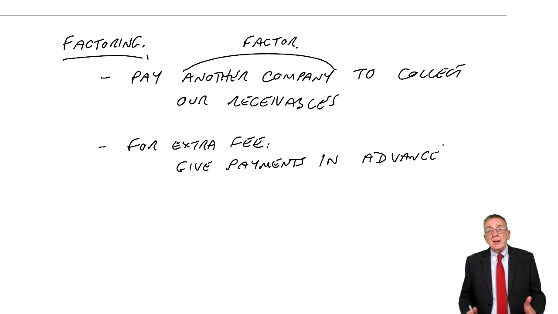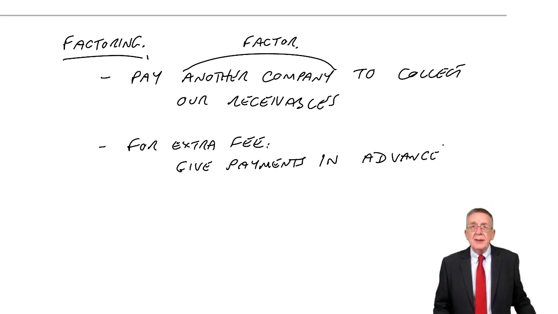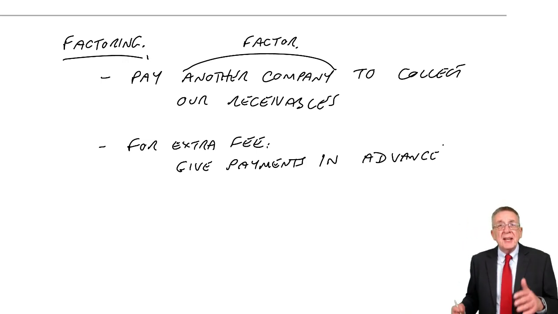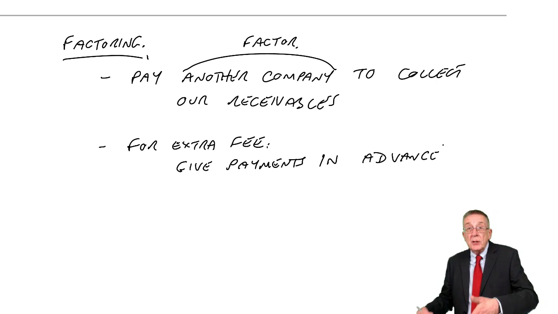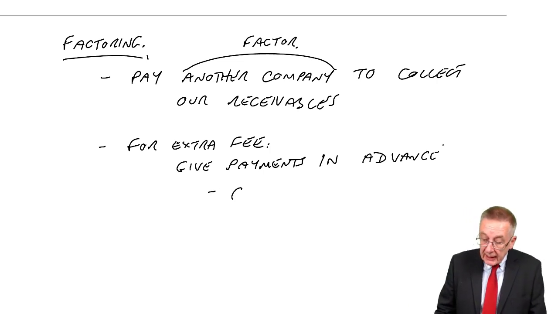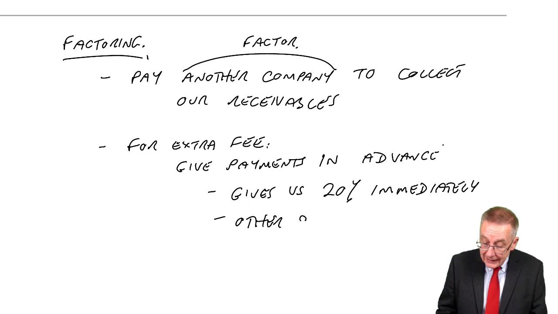So the sort of thing I mean, maybe I invoice 10,000 a month. As soon as I invoice, I give the invoices to the factor because they've got copies of them, because they're going to then collect the money. But maybe the factor gives us 20% of the money immediately, and the other 80% when it's collected from the customer.